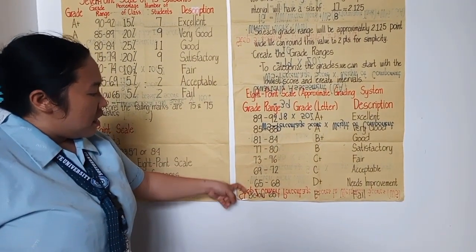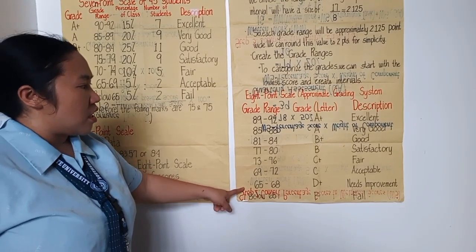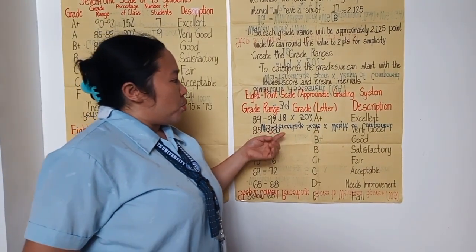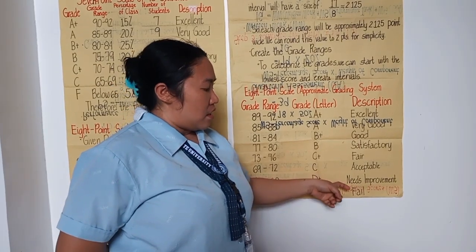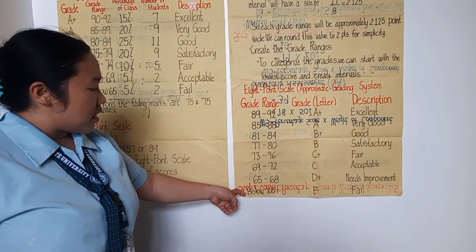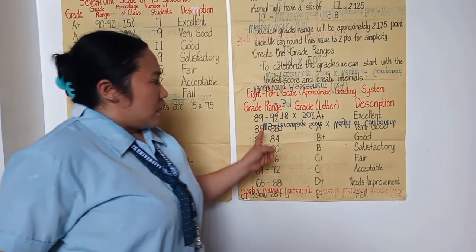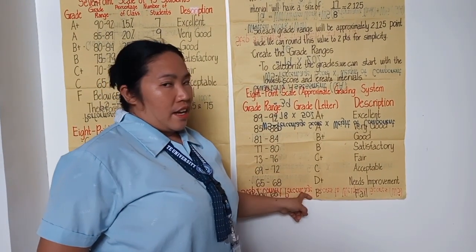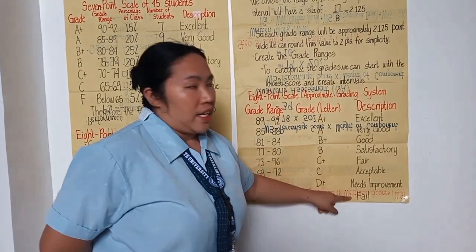And then the sixth scale is the grade range between 65 to 68, which corresponds to grade letter D plus and is described as the students that need improvement. And then the last scale is below 65. It corresponds to grade letter F and is described as the failed students.